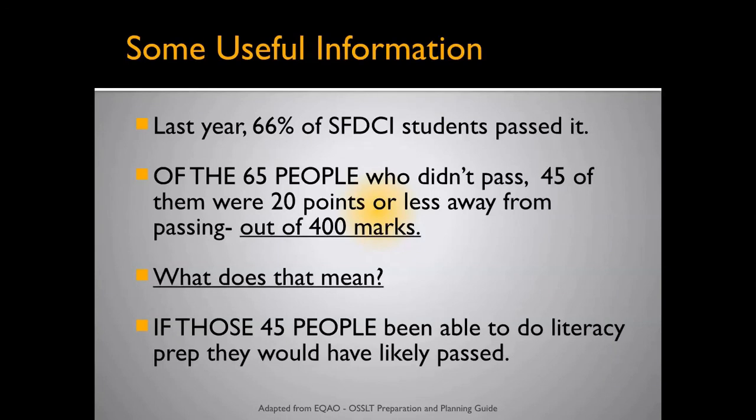Some useful information. Last year 66% of SFDCI's students passed it. And of the 65 people who didn't pass it, 45 of them were 20 points or less away from passing, out of 400 marks. What does that mean? Well, that means they were very close to passing. Of those 45 people that didn't make it, they were very, very close. And if they had been able to do some literacy prep, they would have likely been able to pass. Even just a few little things here and there in the test, and they likely would have passed. So we had some very close misses on the test last year.